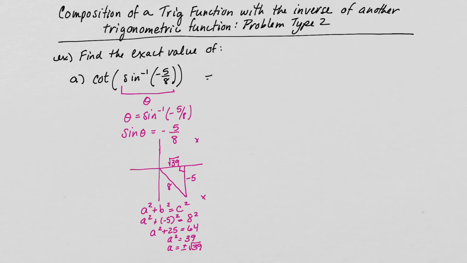So my problem right now turns into I am looking to try to find the cotangent of theta. And the thing to remember is that we drew this picture here based off of theta. So we drew the reference triangle for theta. So the cotangent I can just read off of my picture. So remember, cotangent is adjacent over opposite. So that's going to be the adjacent, square root of 39, over the opposite, negative 5. Or you could write it as just minus square root of 39 over 5.